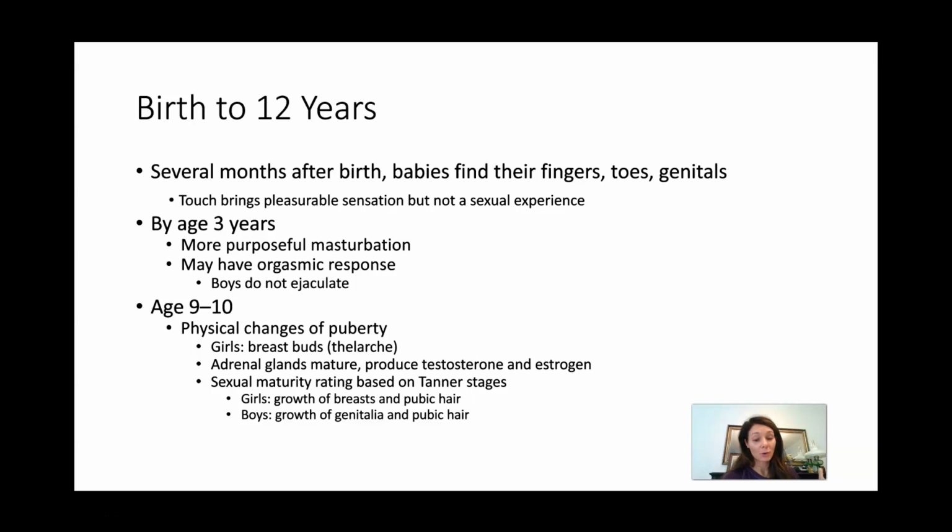Girls will show growth of breasts and pubic hair, and boys will show growth of their genitalia, and they will also start to develop pubic hair as well. And depending on how mature or how much of those things have happened to the child by that point, we'll assign them a Tanner stage. There's a chart in your book about that.